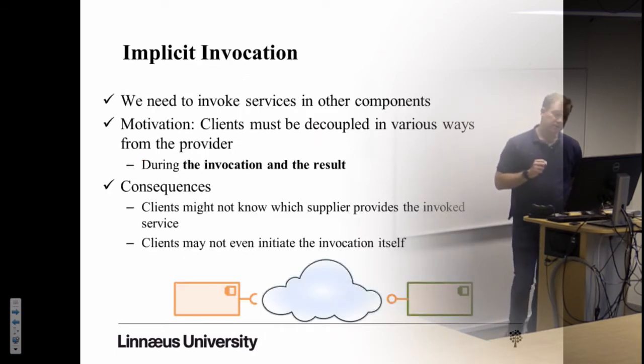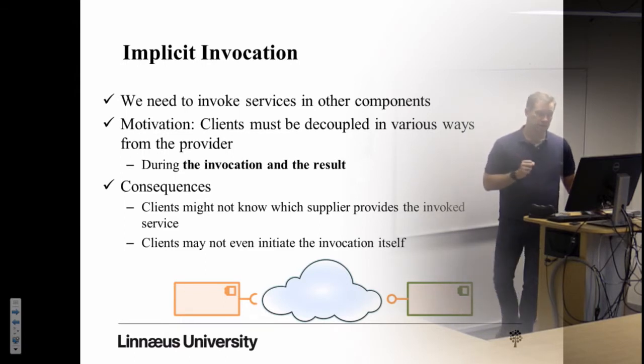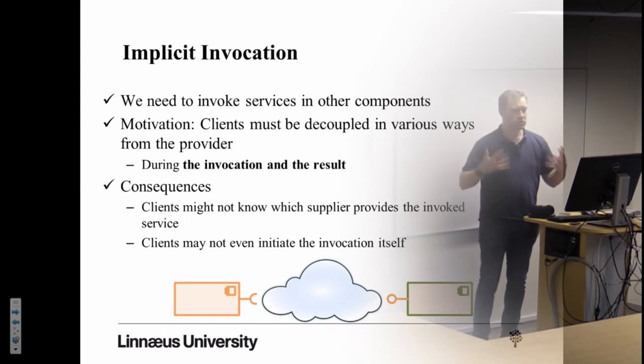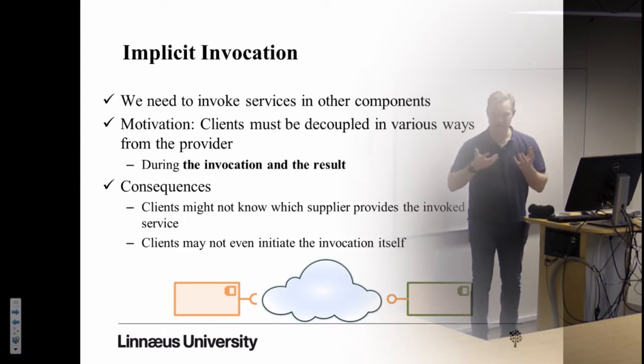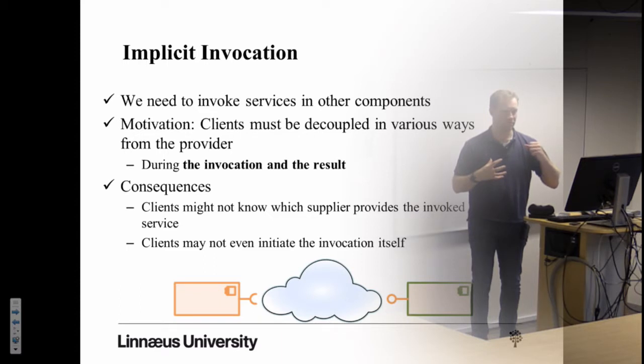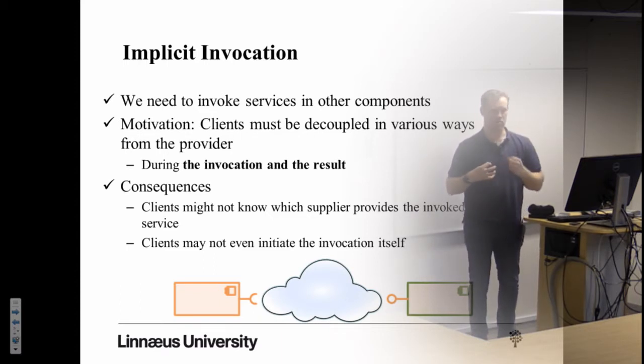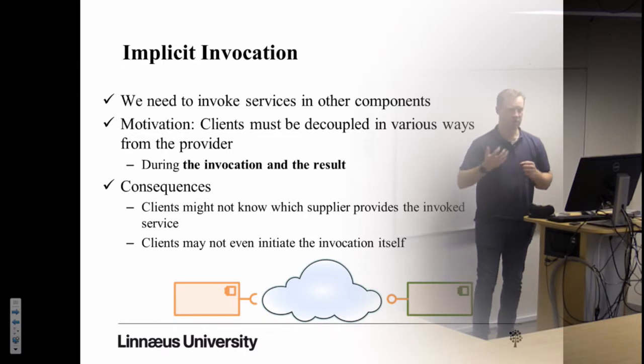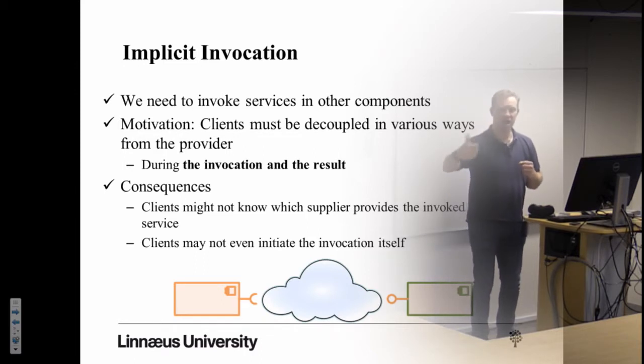And the implicit invocation provides for a much more flexible system, because I, as a client subsystem in this sense, I'm not concerned with whom provides me with a service. I'm interested in that someone provides me with a service. So it's much more flexible. It doesn't have to be A, it doesn't have to be B, it can be A or B.